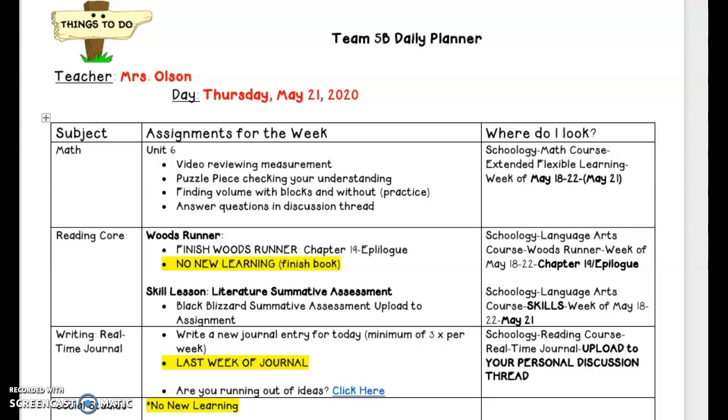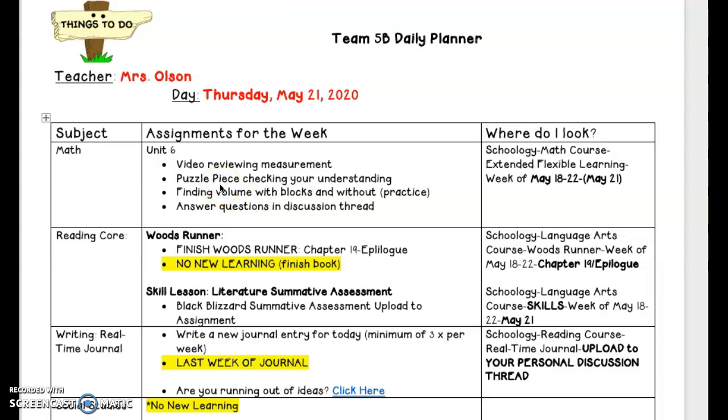We have a very busy week left and another busy week ahead of us. So it's so important that you keep yourself caught up. One more week to go, boys and girls. You've got this. For math today, you're going to do a video reviewing measurement, and then you're going to do a puzzle piece check-in for your understanding.